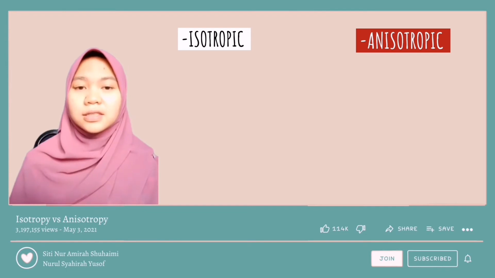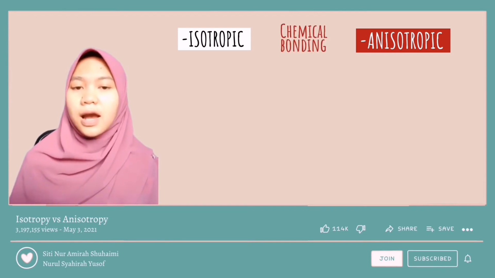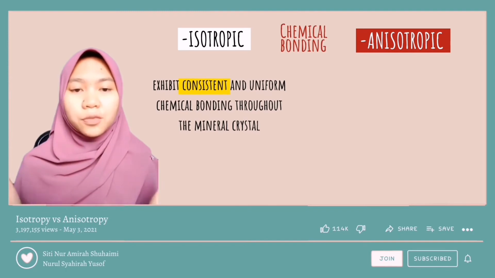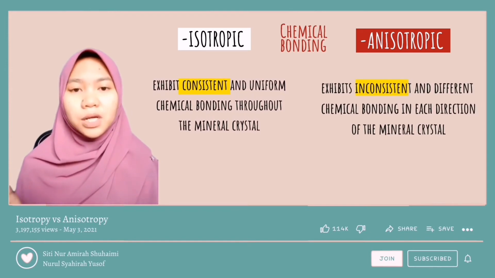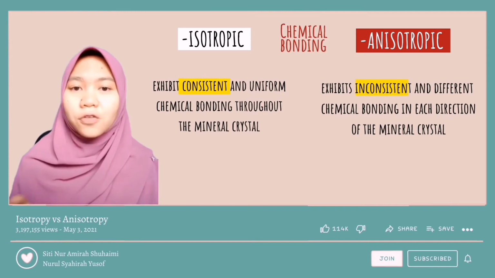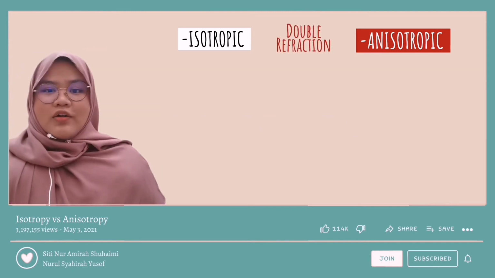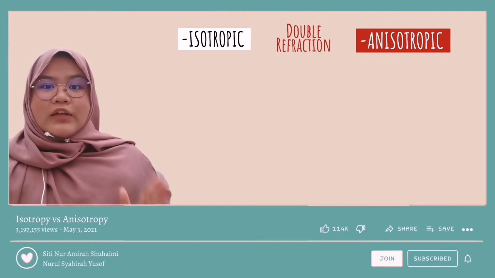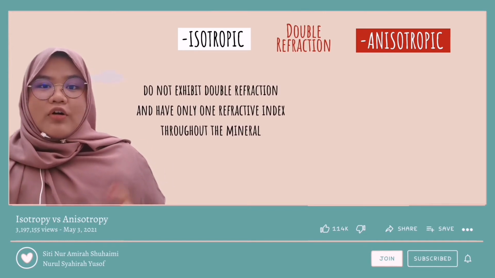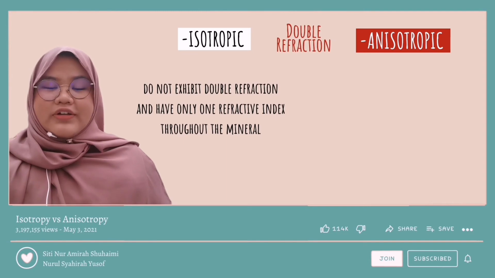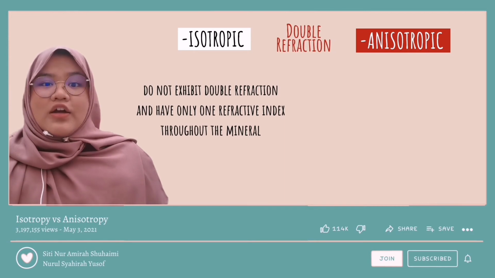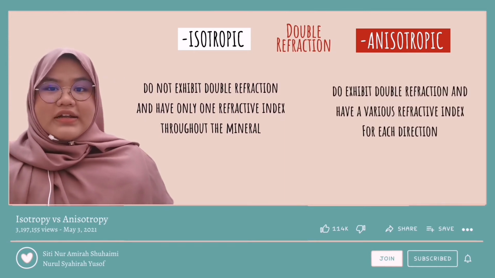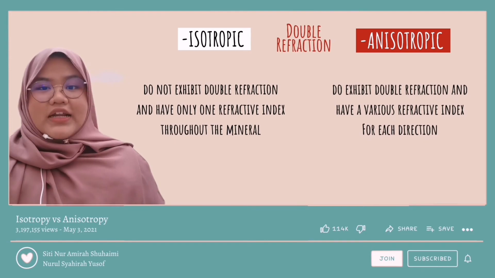Then, in terms of chemical bonding, isotropy exhibits consistent and uniform chemical bonding throughout the mineral crystal. Meanwhile, anisotropy exhibits inconsistent and different chemical bonding in each direction of the mineral crystal. For double refraction, isotropy does not exhibit double refraction and has only one refractive index throughout the mineral. Meanwhile, anisotropic crystals do exhibit double refraction and have various refractive indices for each direction.